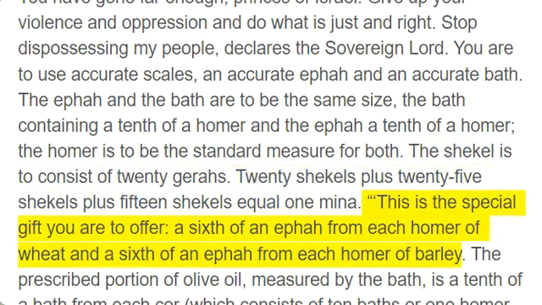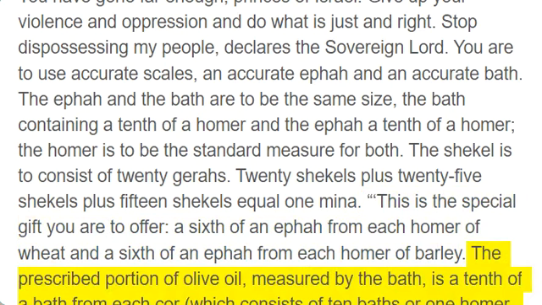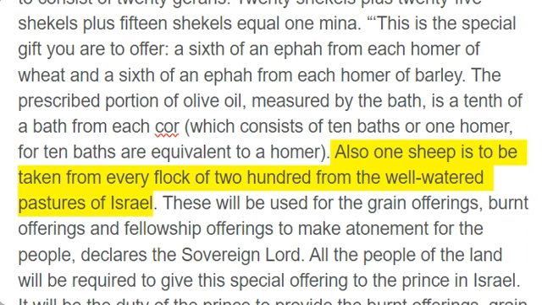This is the special gift you are to offer: 1/6 of an ephah from each homer of wheat and 1/6 of an ephah from each homer of barley. The prescribed portion of olive oil, measured by the bath, is 1/10 of a bath from each cor, which consists of 10 baths or 1 homer, for 10 baths are equivalent to a homer. Also 1 sheep is to be taken from every flock of 200 from the well-watered pastures of Israel.